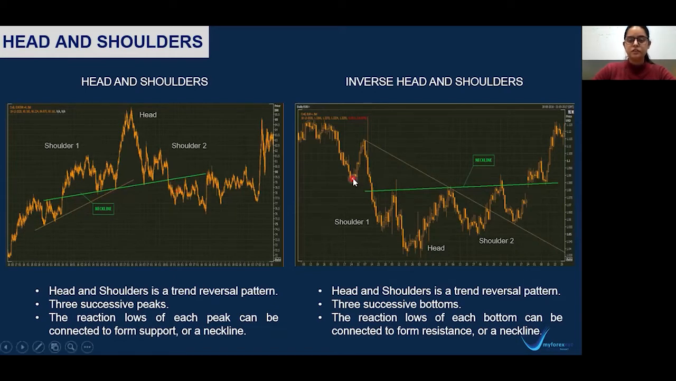In inverse head and shoulders, the price is in a downtrend. The lowest point in the middle is known as the head and the outer lows, which are roughly the same, are known as the shoulders. Once the price rises above the neckline formed here by the highs between the lows, then we say that the trend is confirmed and it is a bullish trend now.